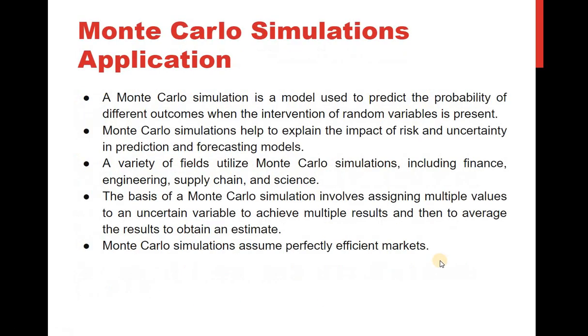So, to summarize, the Monte Carlo simulation is a model used to predict the probability of different outcomes. The simulations help to explain the impact of risk and uncertainty in prediction and forecasting models. And a variety of fields utilize Monte Carlo simulations, including finance, engineering, supply chains, science, and many more. The basis of Monte Carlo simulation involves assigning multiple values to an uncertain variable to achieve multiple results and then averaging the results to obtain an estimate. Monte Carlo simulations assume perfect efficiency margins.